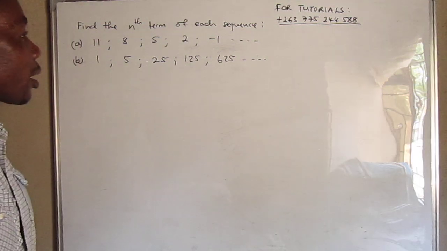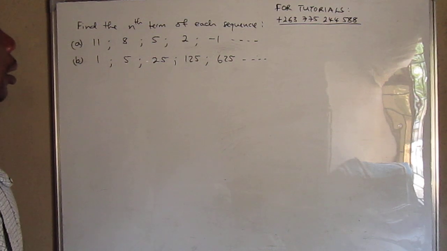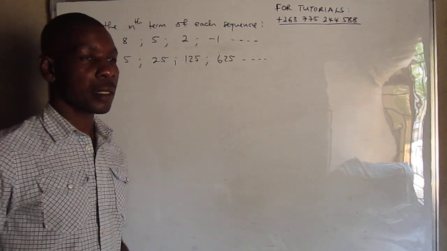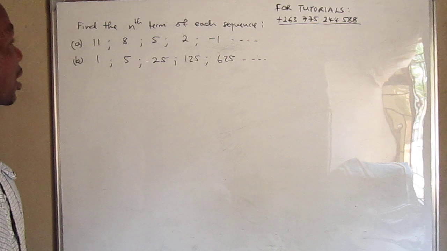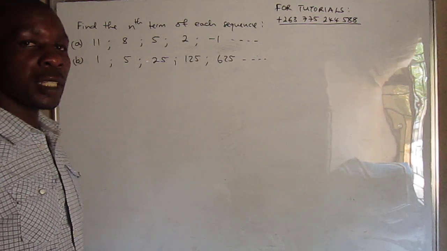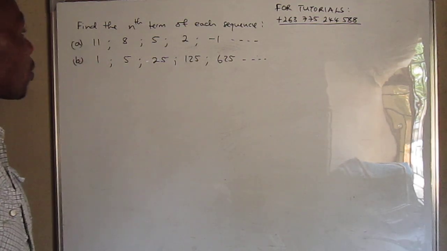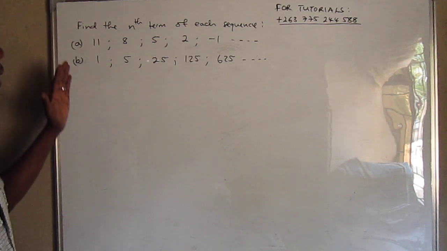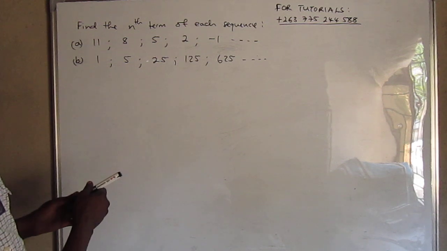So today we have a Cambridge question, extended mathematics paper 2. The question is saying find the nth term of each of the sequences. We have part A and part B. Solution.